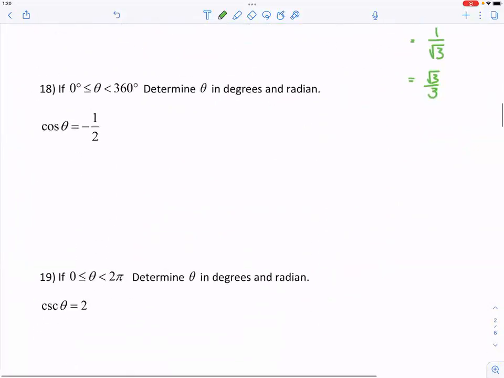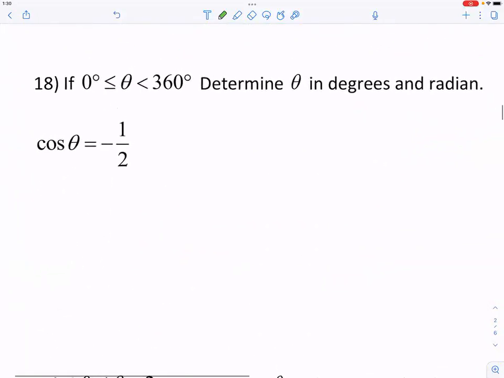Now, what about 18 and 19? What are we talking about here? So question 18 is like this. As I said earlier, the whole game is like this. We give you the angle, please give me the ratio. Or we give you the ratio, please tell me the angle. So we are like, hey guys, the ratio is negative 1/2. What is the angle here?